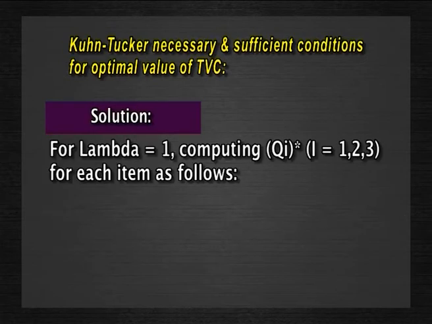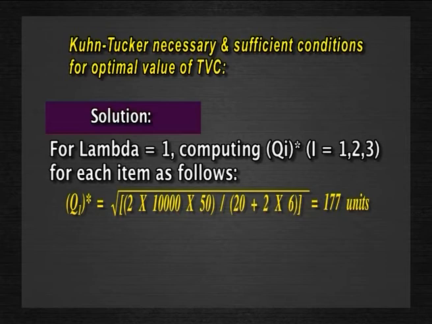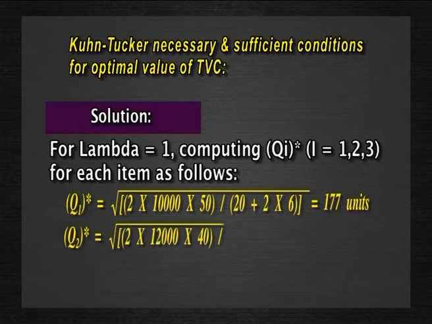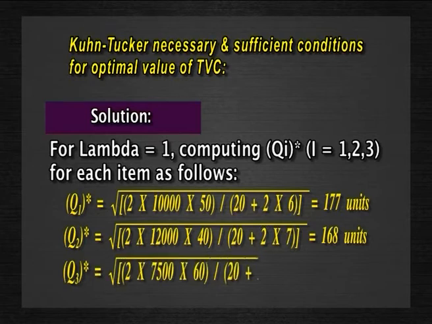For lambda equal to 1, computing qi star, where i is equal to 1, 2, 3 for each item, as follows. Q1 star equal to square root of 2 into 10,000 into 50 divided by 20 plus 2 into 6, equal to 177 units. Q2 star equal to square root of 2 into 12,000 into 40 divided by 20 plus 2 into 7, equal to 168 units. Q3 star equal to square root of 2 into 7,500 into 60 divided by 20 plus 2 into 5, equal to 173 units.